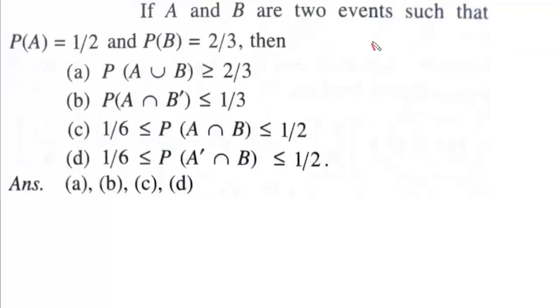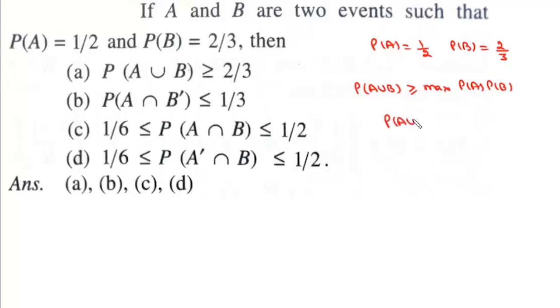Now here the question is, probability of A is 1 by 2 and probability of B is 2 by 3. Now we know that P(A union B) is always greater than or equal to the maximum of P(A) and P(B). Now the maximum of P(A) and P(B) is P(B), so that means probability of A union B must be greater than or equal to 2 by 3, and we know that any probability is always less than or equal to 1. That means this option A is correct.